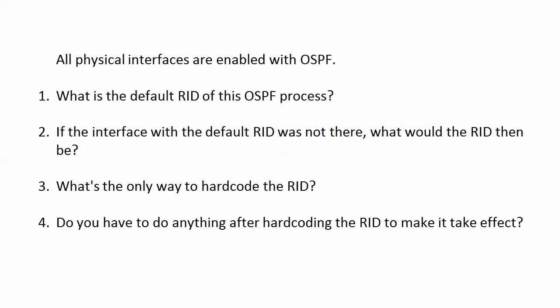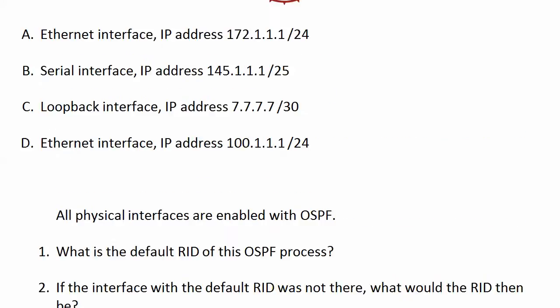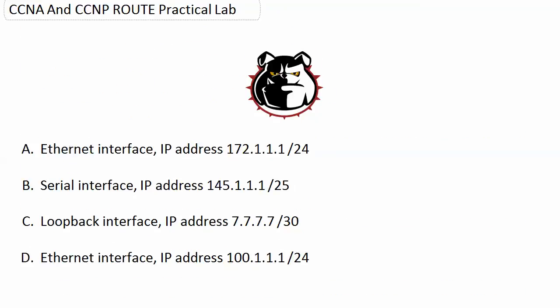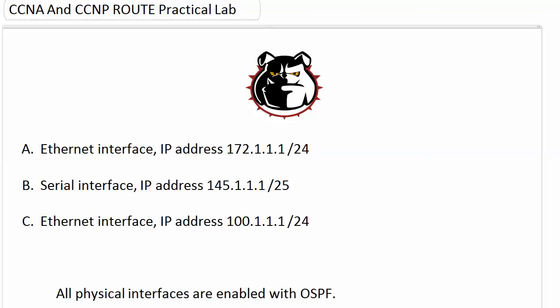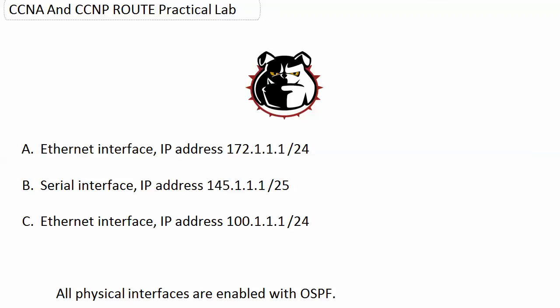Now question 2, if the interface with the default RID was not there, what would the RID then be? Well, if we didn't have a loopback interface in here to begin with, then that just leaves 3 addresses. Let me edit that real quick. And in this case, it would be the highest IP address of any physical interface, again, that was or wasn't OSPF enabled. It doesn't matter.